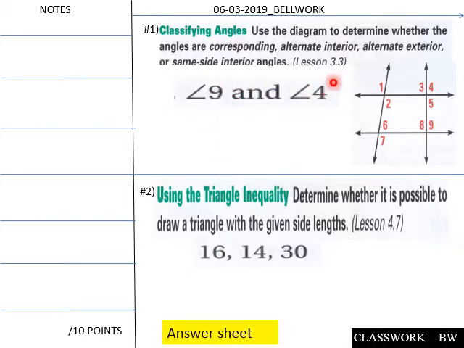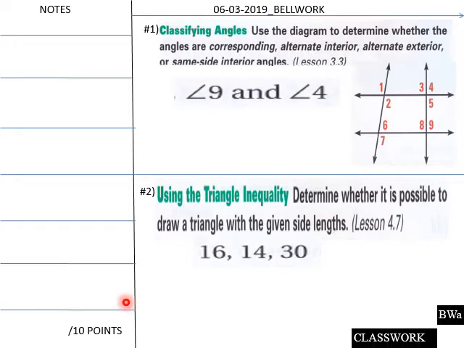Using a diagram, identify corresponding, alternate interior, and same side interior angles, angle 9 and angle 4, and determine whether this is a triangle. Give your students 4 minutes for this.